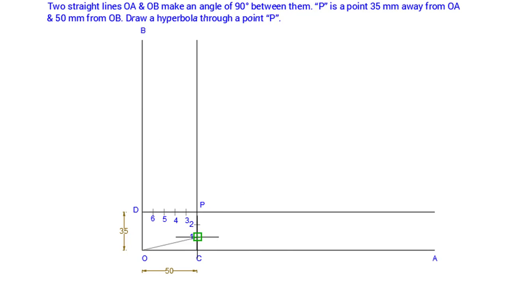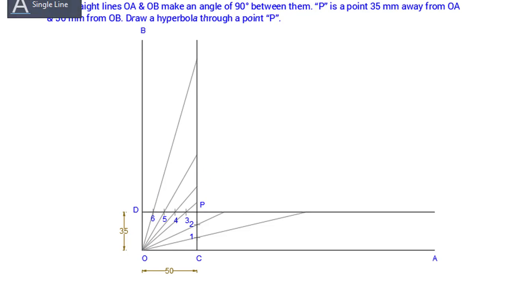Now draw a line passing through point O and 1 and extend that line up to line DP, and do the same for point 2 as shown. Draw a line passing through point O and 3 and extend that line up to line CP, and do the same for the remaining points 4, 5 and 6 as shown. After that, name the derived points by point 1 dash, 2 dash up to point 6 dash as shown.